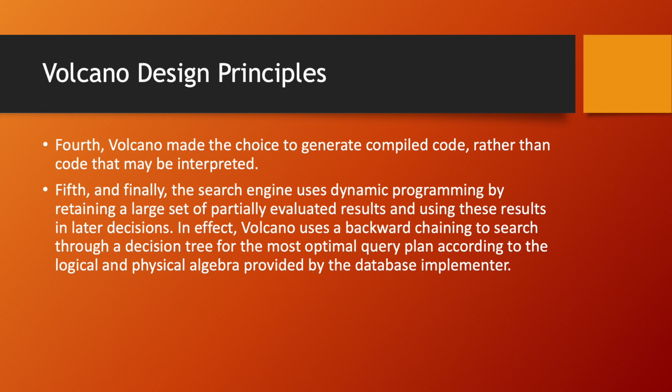Fifth and finally, the search engine uses dynamic programming by retaining a set of partially evaluated results and using these results in later decisions. In effect, Volcano uses backward chaining to search through a decision tree for the most optimal query plan according to the logical and physical algebra provided by the database implementer.